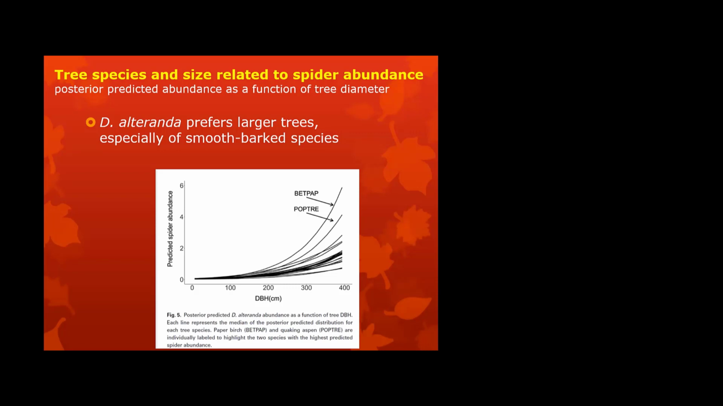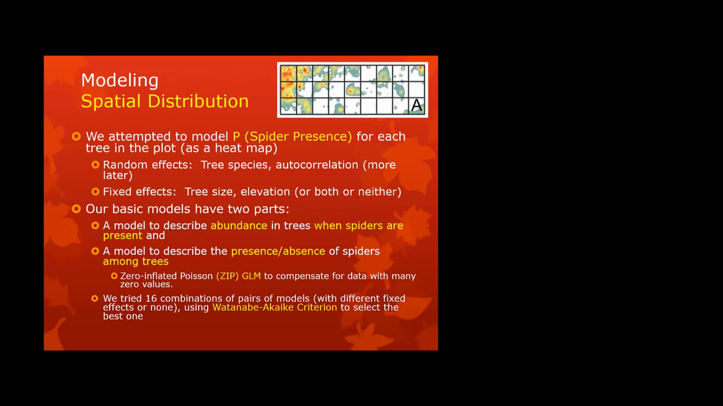But some tree species, the spiders really prefer them, and so the slope is much more positive. So this is paper birch and quaking aspen. Those are some of the smooth-barked species that these spiders really prefer.